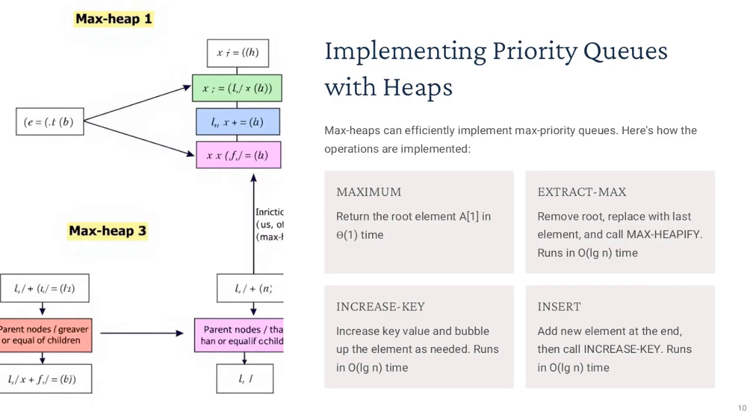The operations of a max priority queue, such as maximum, extract max, and increase key, are implemented efficiently using max heaps.